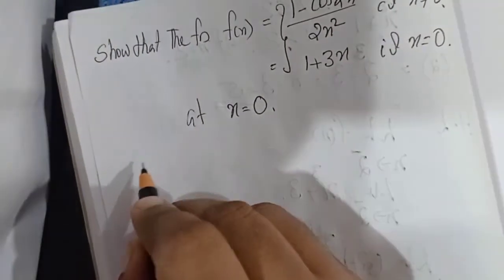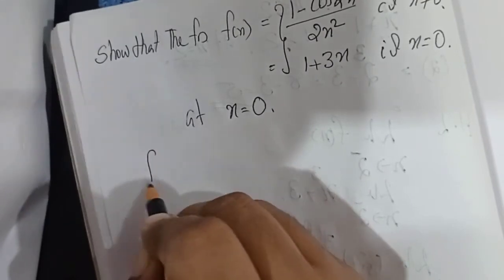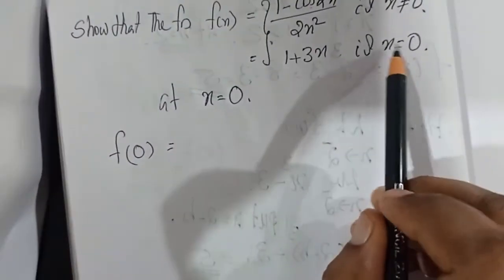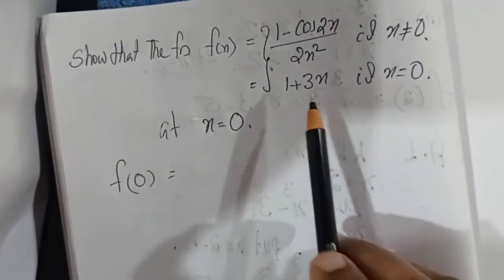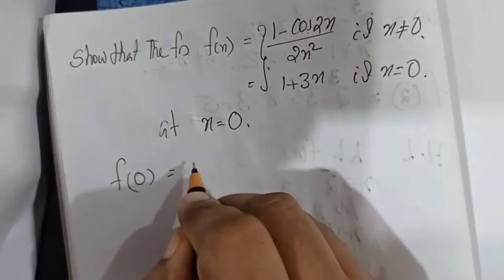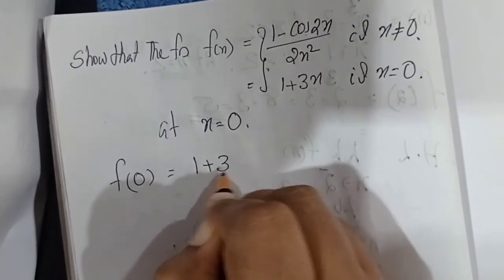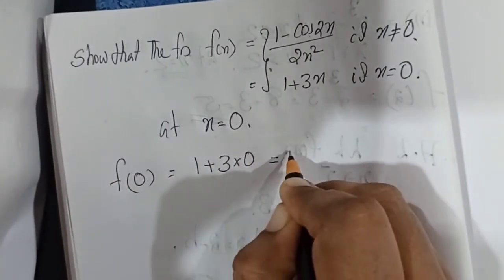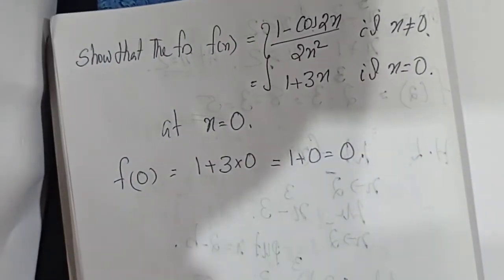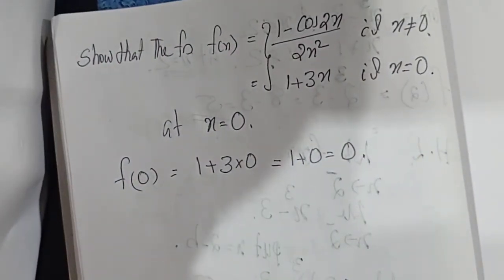Therefore, first you have to find f(x) at x is equal to a. Here x is equal to a means x is equal to 0. All of you look at the board. The function takes 1 plus 3x at x equal to 0. Therefore, 1 plus 3 into 0, that is equal to 1 plus 0 equal to 1. f(0) is equal to 1.